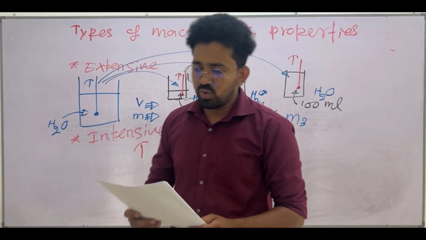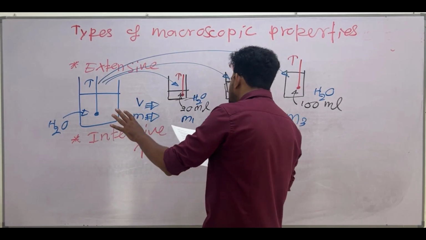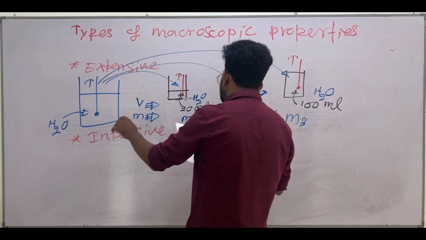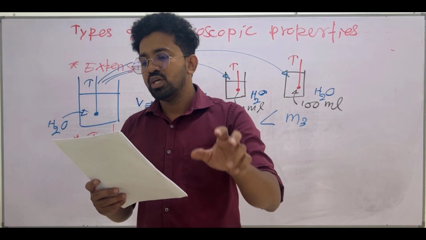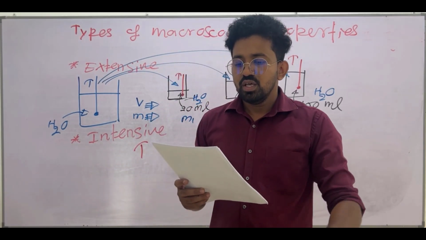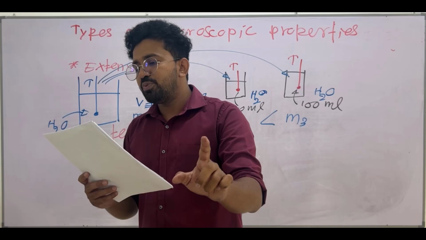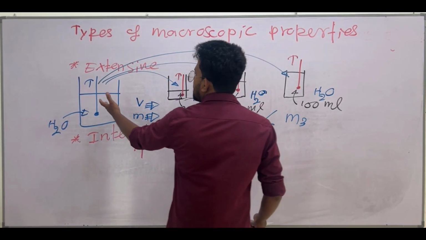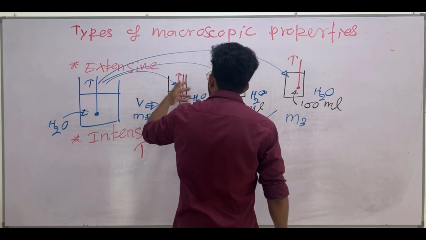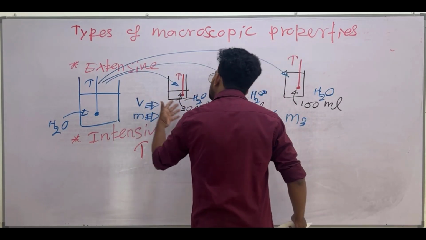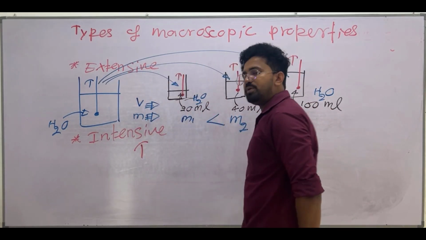So let's go to the note. Extensive properties depend on the size or the amount of the matter in the system. Examples: mass, volume, total energy, number of moles. Likewise, if you split the system into parts, the extensive property also is split. Remember, here we split that into some parts. Mass also is split. Volume also is split. So those are extensive properties.